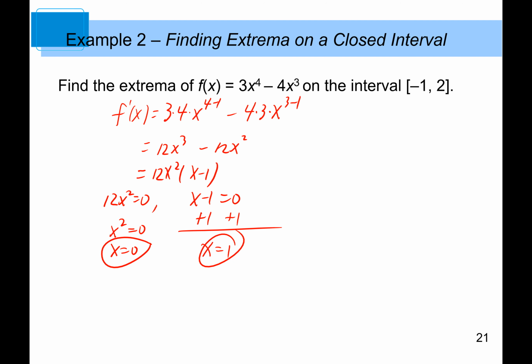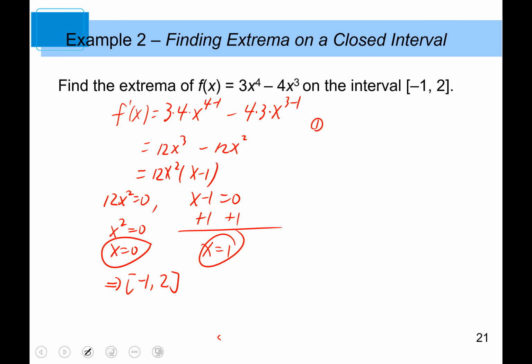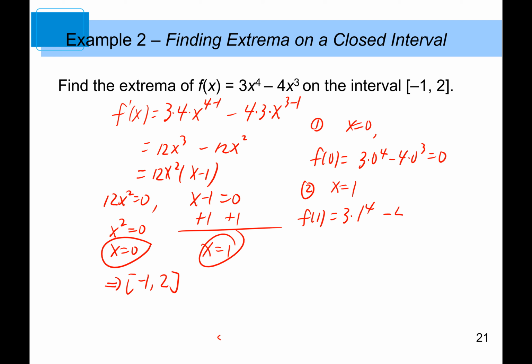So there are 2 critical numbers. They both belong to the closed interval [-1, 2]. Okay. That means we have to check 4 things, right? First thing, we check both critical numbers. So when x equals 0, f of 0 equals 3 times 0 to the 4th minus 4 times 0 to the 3rd, which is 0. 0 minus 0, 0. Second one, x equals 1. So f of 1 equals 3 times 1 to the 4th minus 4 times 1 to the 3rd, which is 3 minus 4, -1.